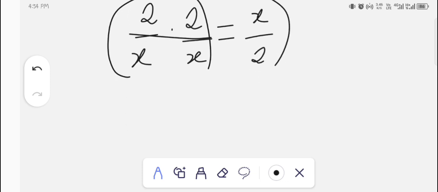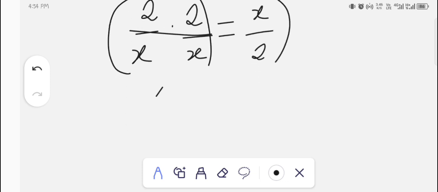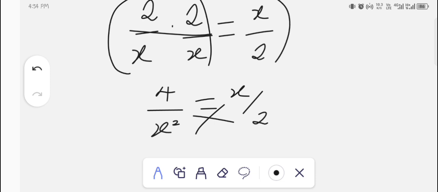2 upon what? x times x. Good. So we have 4 over what? x squared. Does this make sense to us? To be equal to x upon 2. Good. So if this is true, we can do what here? Cross multiply, right? Very good.